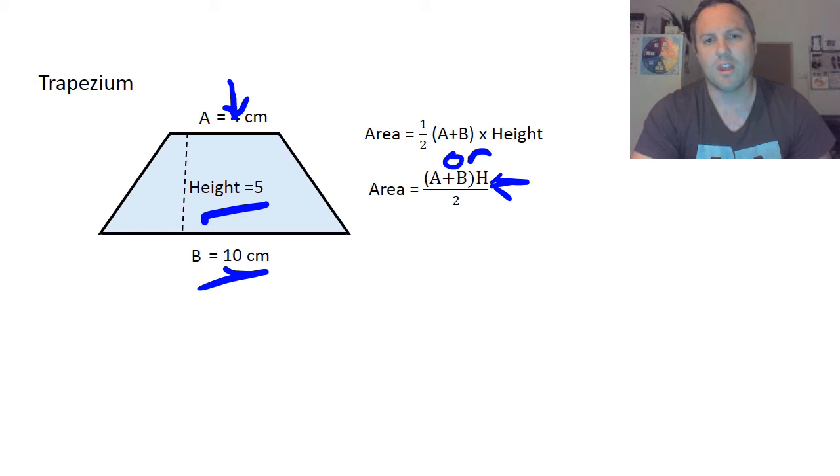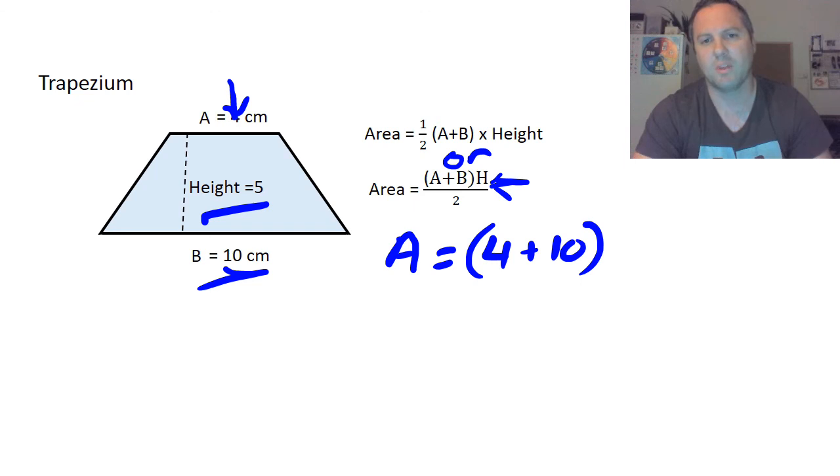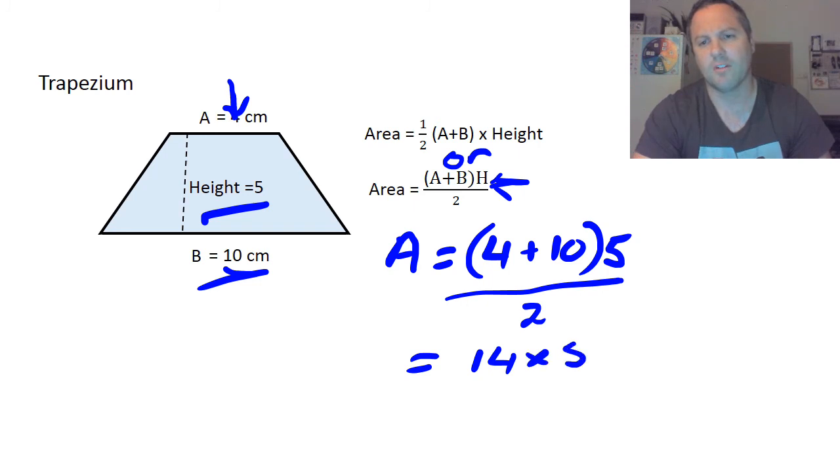So we've got A equals, now we've got our A, which is 4, plus our B, 10. Okay, we're going to put brackets around that because of BODMAS. We're going to times it by height, which is 5. Then we're going to bring in our divided by 2. Now divide by 2 is the same as saying times by half. Just an easy way of looking at it. So 4 plus 10 is 14. We're going to times that by 5. Now we know that it's equal to 70.